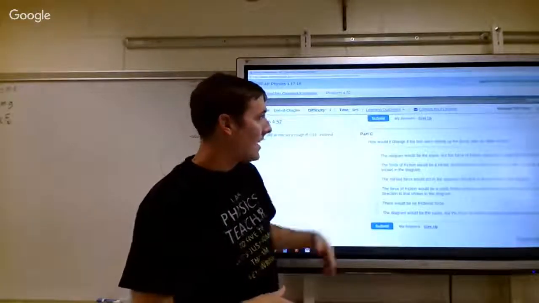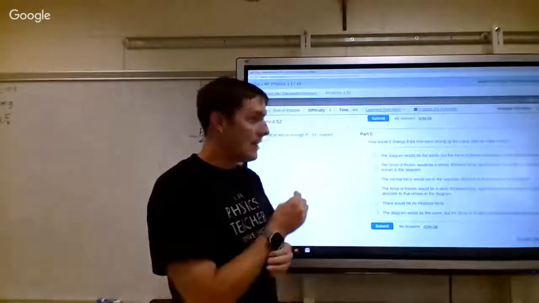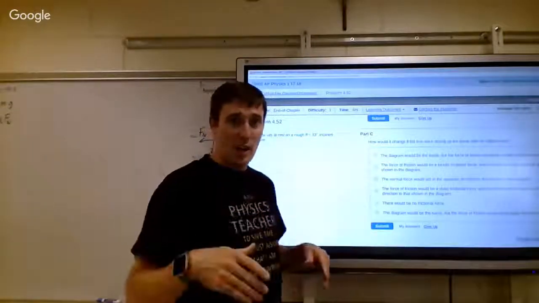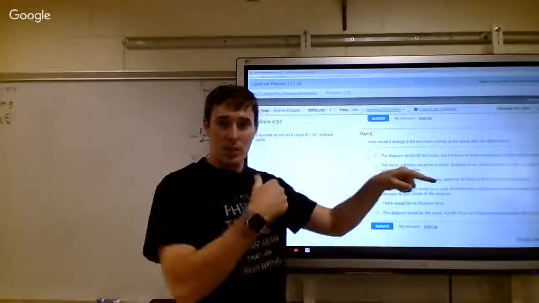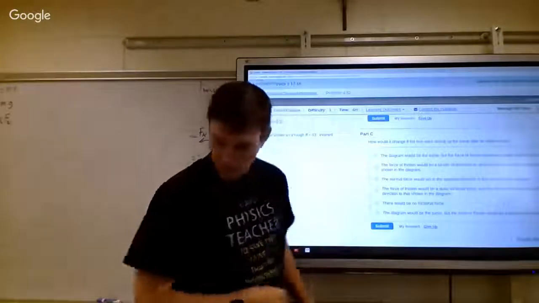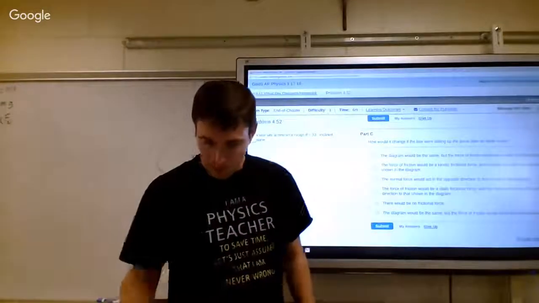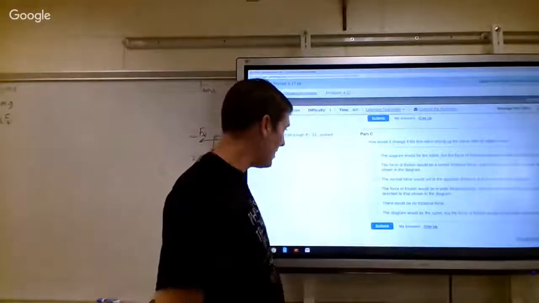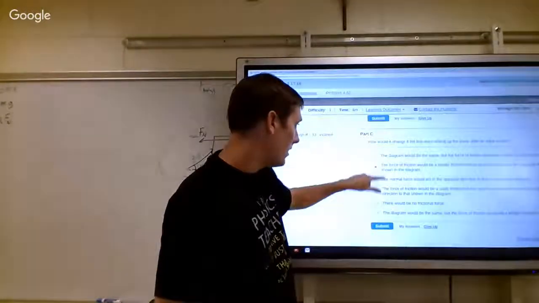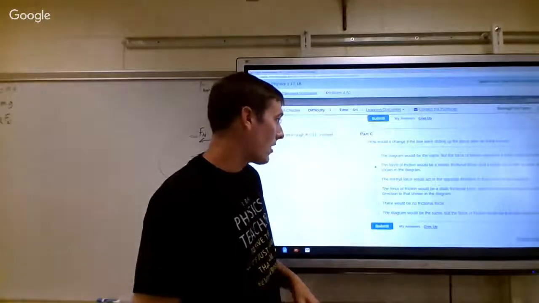How would it be if it was sliding up the plane? All right, so now the friction is going to be going the other way. If it's going up, friction is going to switch directions. It's going to go the opposite way. So if I do that one, the friction force would be the kinetic friction force, and it's going to be going the opposite direction from what it was before.